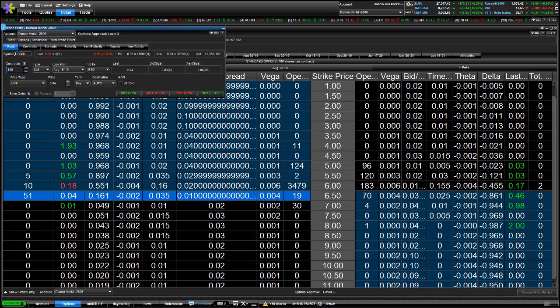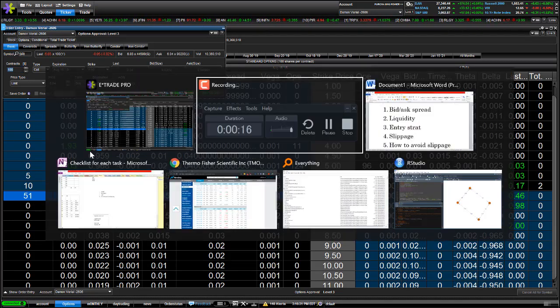And if that slippage hurts you $5 per contract, and you're buying 500 contracts, well, you've just lost $500. You bought at a $500 premium. That's why slippage is a big problem. Now, there are ways you can avoid this.